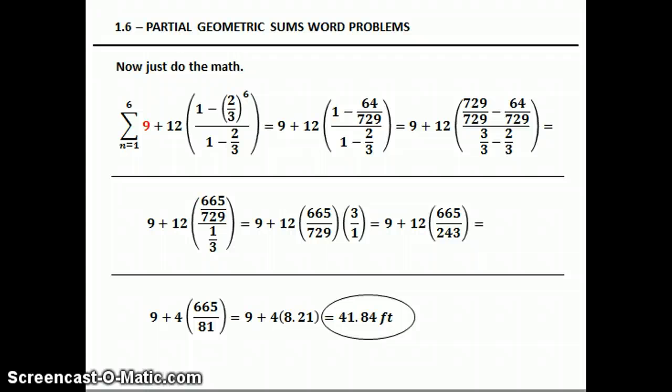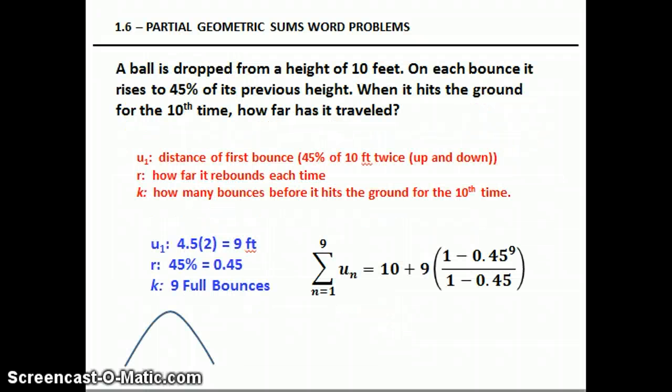Now let's look at the next one. Another ball is dropped from a height of 10 feet, and on each bounce it rises 45% of its previous height. When it hits the ground for the 10th time, how far has it traveled?